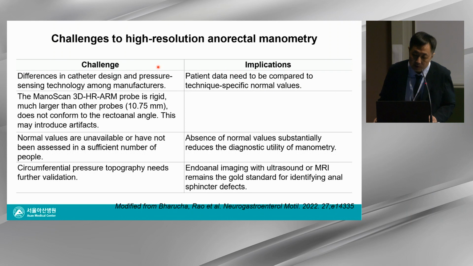This table from a recently published review article shows the current challenges to high-resolution anorectal manometry. There are differences in the catheter design and pressure sensing technology among manufacturers. Therefore, patient data need to be compared to the technique-specific normal values. The Manoscan 3D probe is too rigid, much larger than the other probes, and does not conform to the rectoanal angle. This may introduce artifacts. The normal values are unavailable or have not been assessed in a sufficient number of people. Therefore, the absence of normal values substantially reduces the diagnostic utility of manometry. Finally, circumferential sensor topography needs further validation.